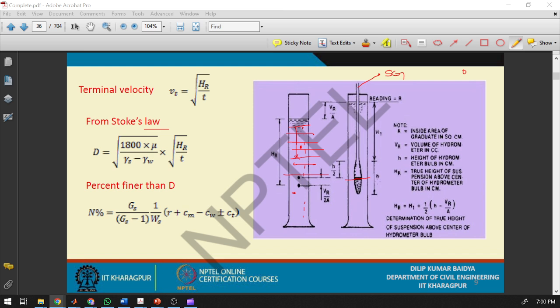That is the principle behind the hydrometer.